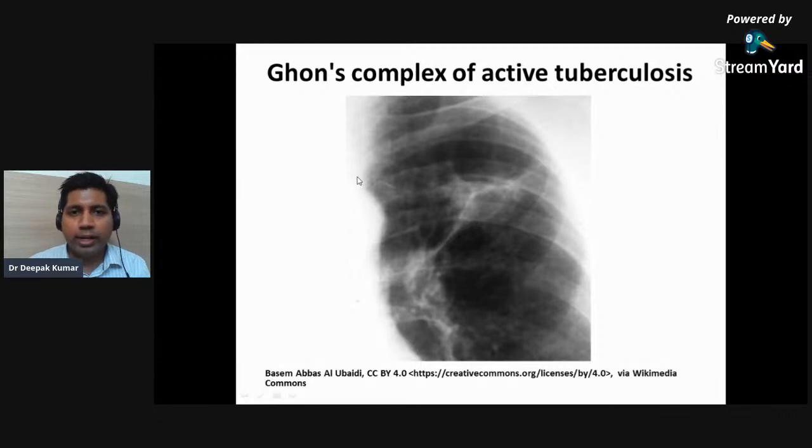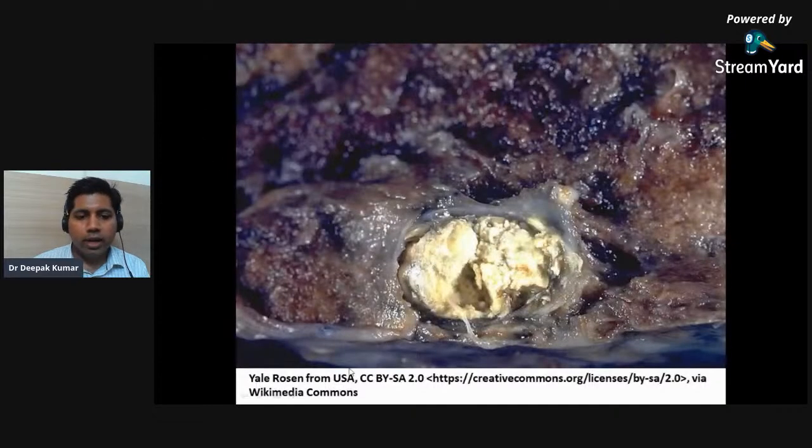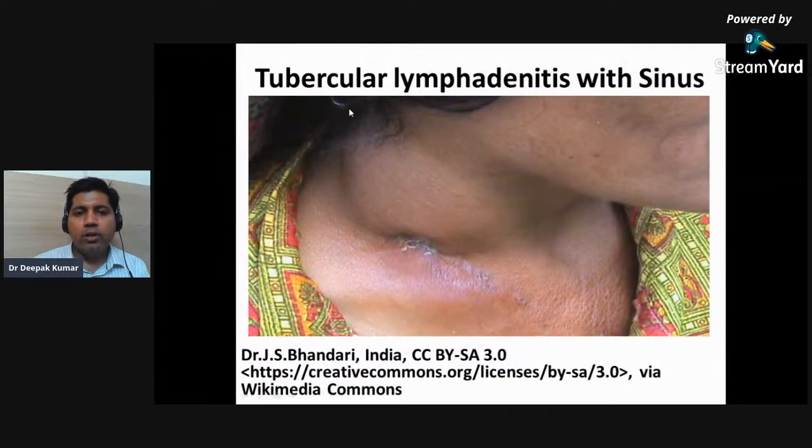So, a few pictures to end this part of the presentation. This is Ghon's focus of active tuberculosis. You see a central lesion here, and then the spread, which is of lymphatic origin. This will be an example of Ghon's complex. And this is an example of cheesy material inside the lung tissue, showing caseous necrosis. And tubercular lymphadenitis with sinus. This must be a long-standing tubercular lymphadenitis, now with sinus. Characteristically, you can note there are no severe signs of inflammation associated with the sinus and the discharge.